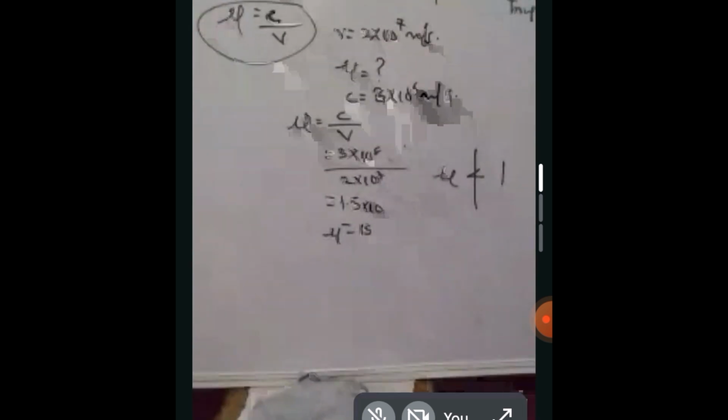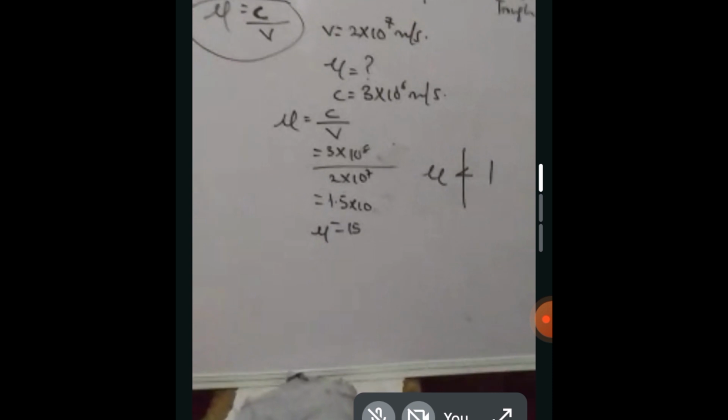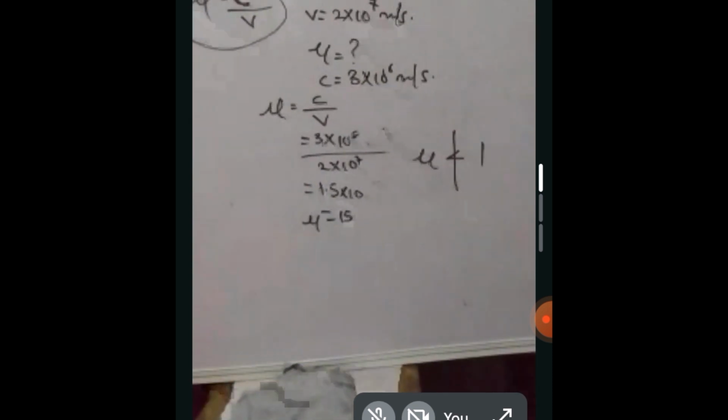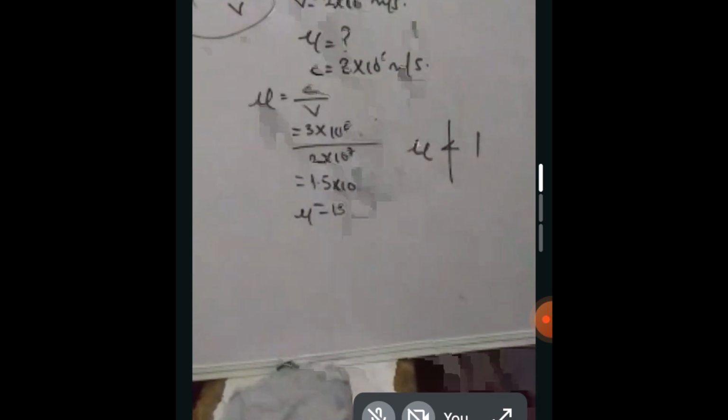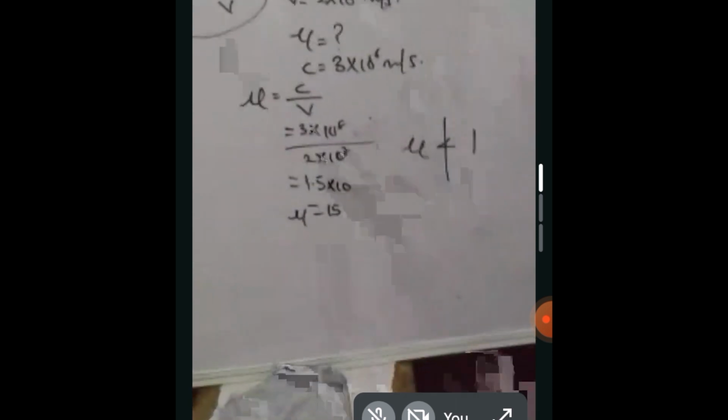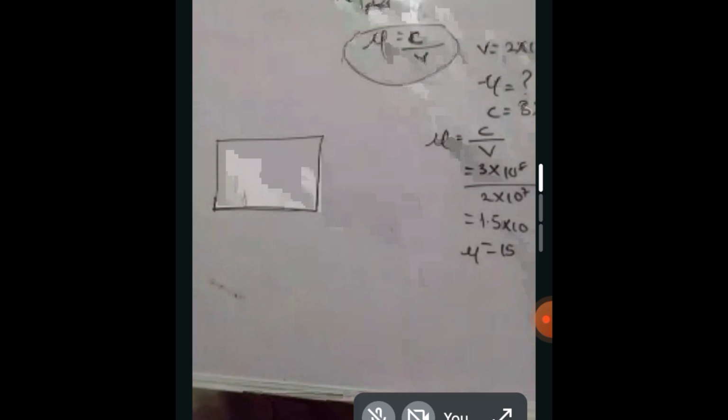Since refractive index cannot be less than 1, does it mean that the angle of incidence is always greater than the angle of refraction, if it is moving from a less dense medium to a denser medium? That means refractive index can also be less than 1 if the light is moving from a denser medium to a less dense medium, right?